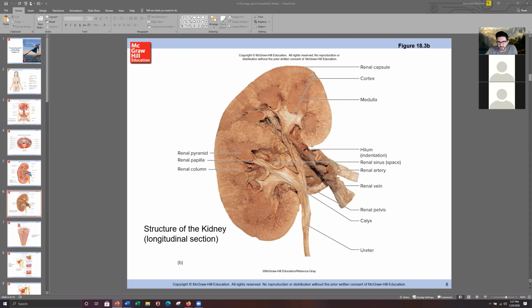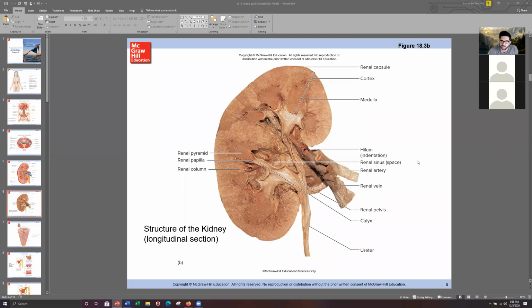Then we have the renal vein and the renal artery. Renal vein, again, bringing blood away from the kidney. Renal artery bringing blood into the kidney. And the distinction between the medulla and the cortex here is not as apparent, but you can use just the tops of the renal pyramids as your border of where the medulla stops and the cortex begins, or vice versa.